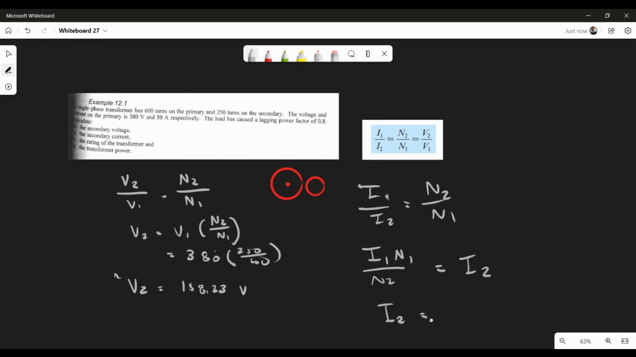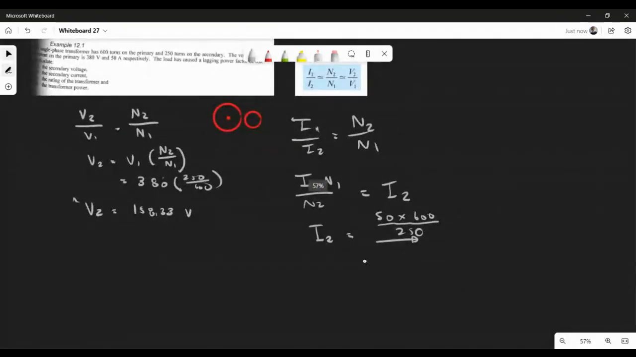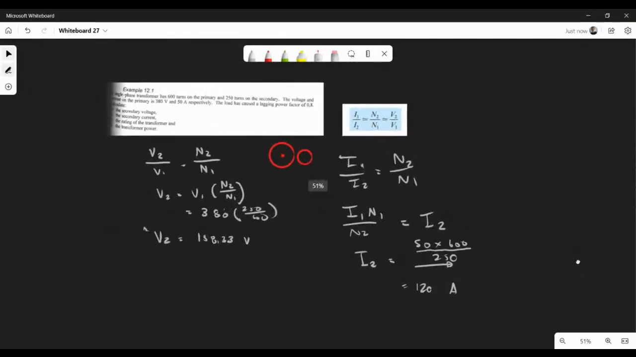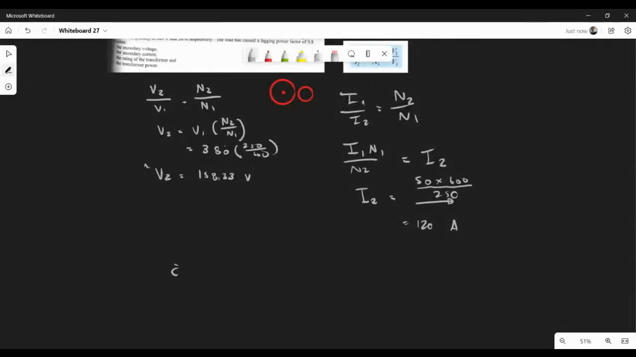Okay, so let's get my secondary current over here. Straightforward again. Hopefully I didn't make a mistake there. I1 was 50 amps in 600 turns divided out by, what was it again? 250. And your answer, straightforward, 120 amps. Yeah, cool. Now we know this is a step down transformer. Easy, right?